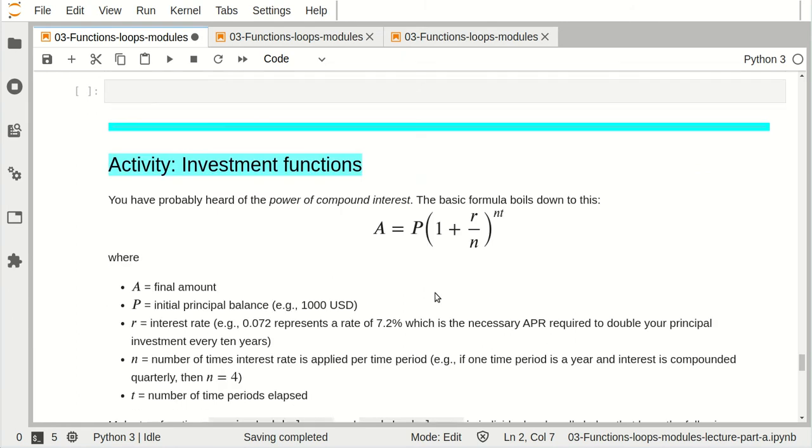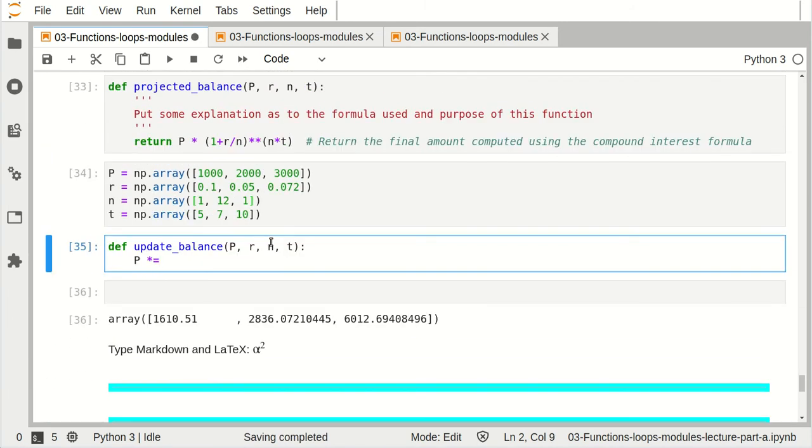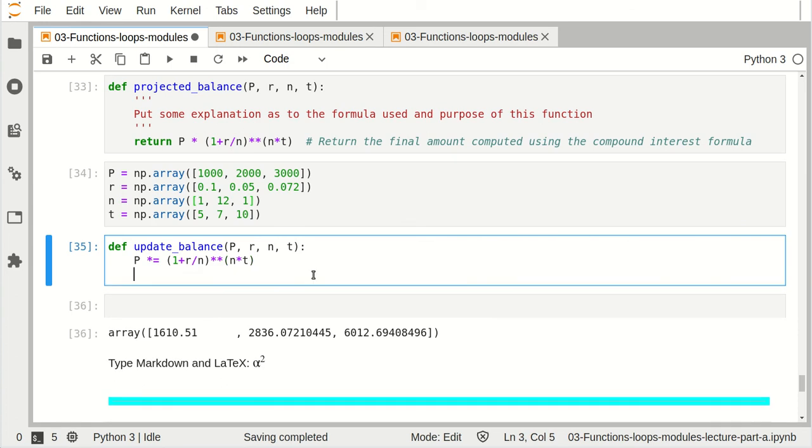Well, P times this, I'm going to use a times equal. So this is going to be P times equals, and then I'm going to have the 1 plus R divided by N, all raised to N times T. Because what this is doing is saying P is equal to P times that. This is a shorthand. This is an in-place operator. Now, guess what? I can return nothing here, because P has been updated in place. It's a mutable object. This is where I talked about this in the lecture video.